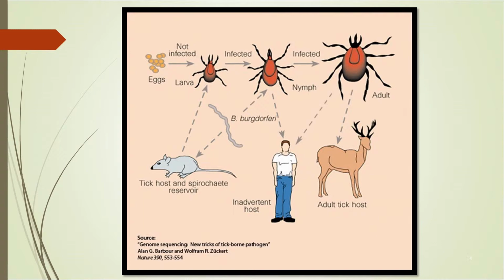Larvae and nymphs typically become infected with Lyme disease bacteria when they feed on infected small animals, particularly the white-footed mouse. The bacteria remain in the tick as it changes from larvae to nymph or from nymph to adult. Infected nymphs or adult ticks then bite and transmit Lyme disease bacteria to their hosts.